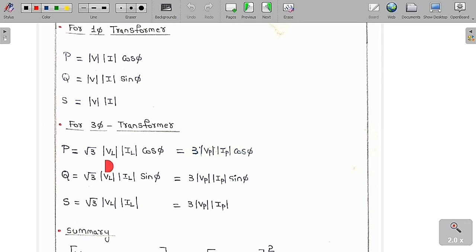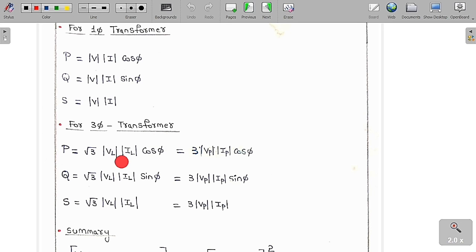For a three phase transformer, P is equal to root 3 into VL into IL cos phi, or 3 into V phase into I phase cos phi. Similarly, Q is equal to root 3 into VL into IL sin phi, or 3 into V phase into I phase sin phi, and S is equal to root 3 into VL IL, or 3 into V phase I phase. All these are the magnitude values we have to consider.